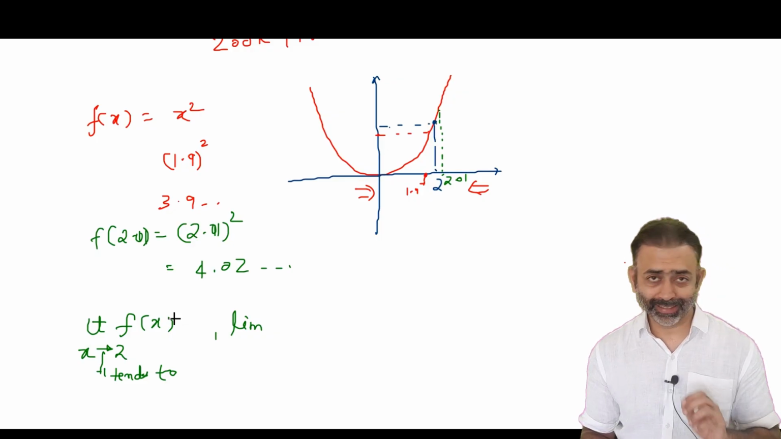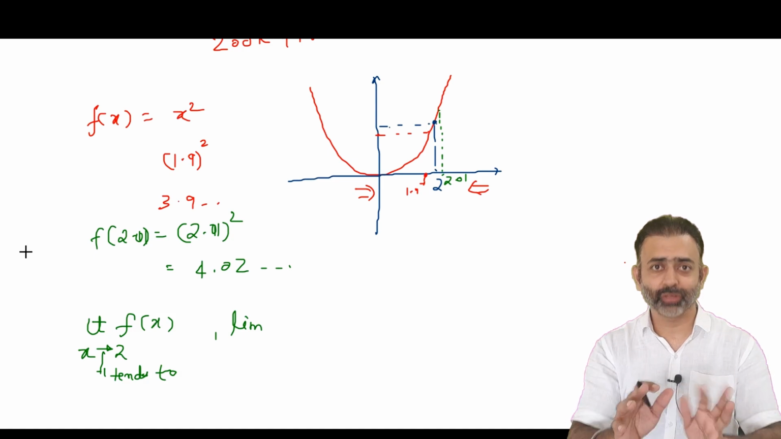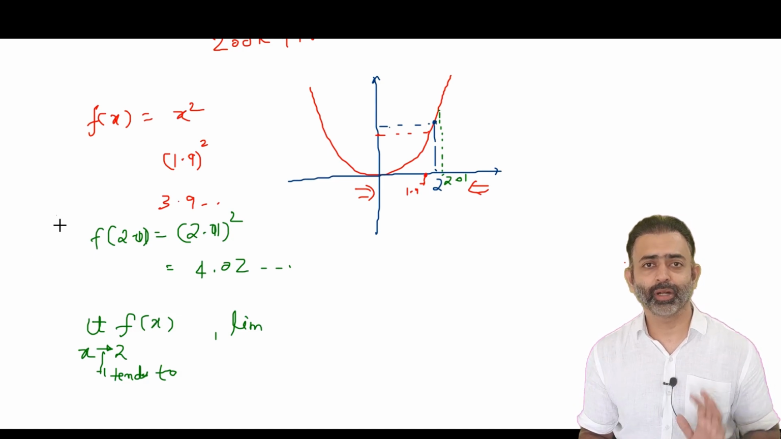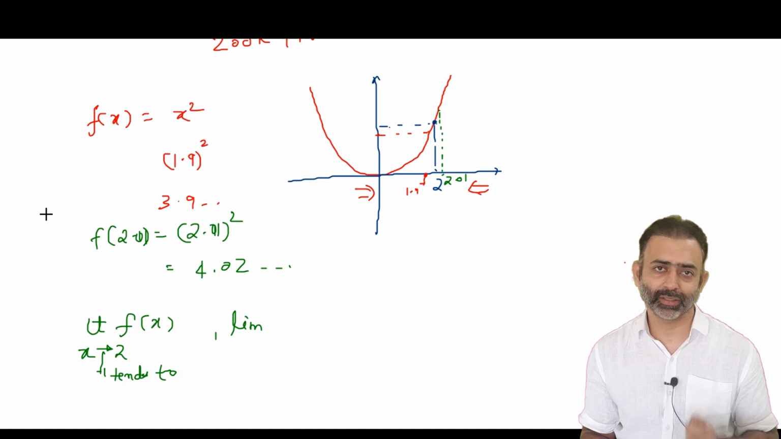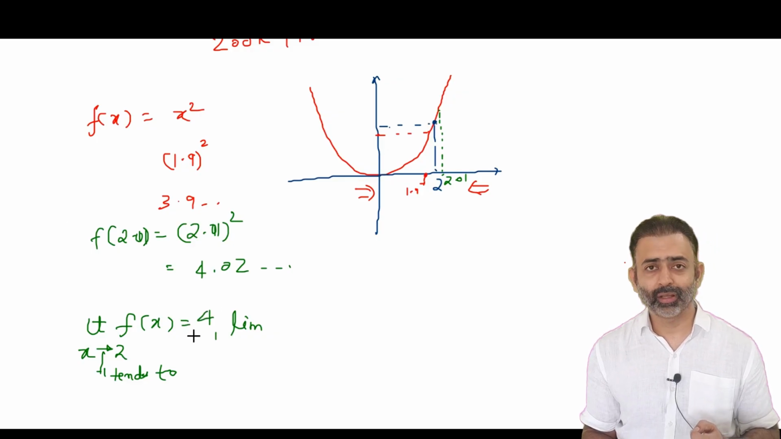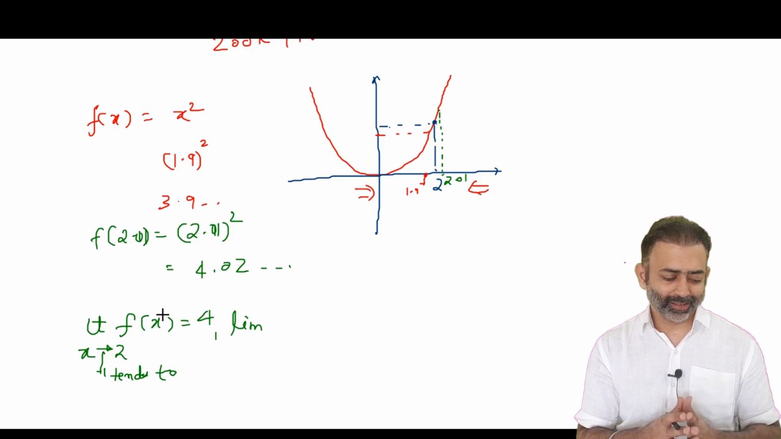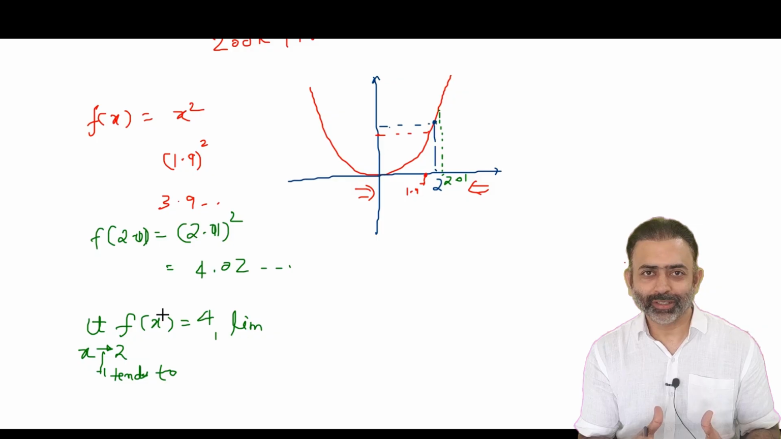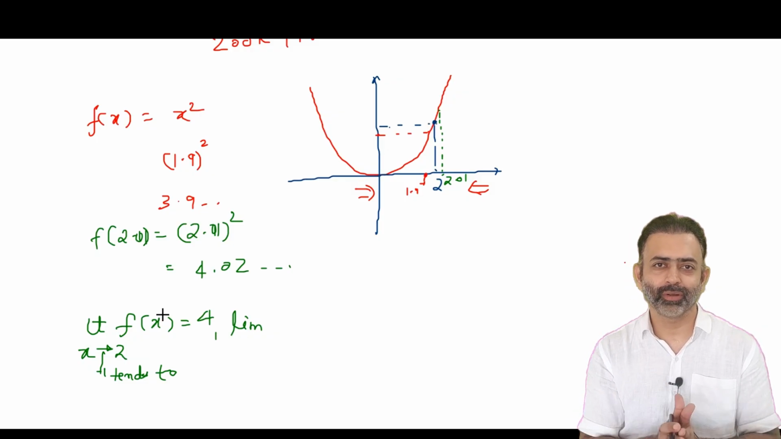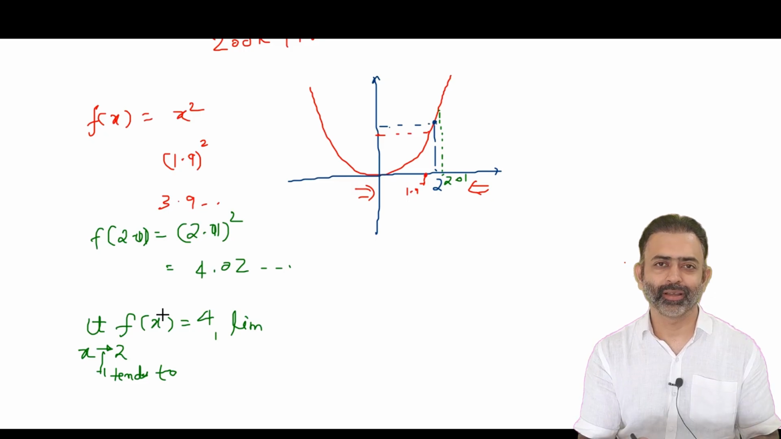Again, I am repeating that this is not the value of the function at x equal to 2, but in the neighborhood values of x equal to 2, right? So the limiting value is coming out to be 4. It is slightly confusing that since the value of the function is 4, how the limiting value is also coming out to be 4, and that is the point.